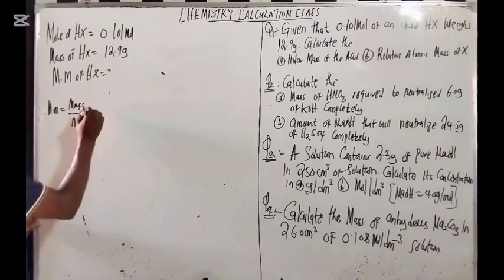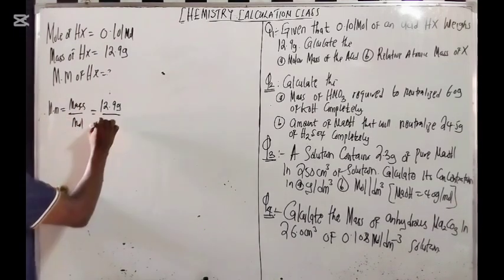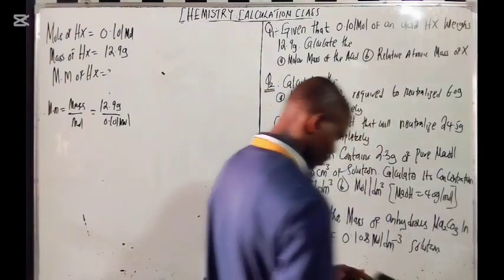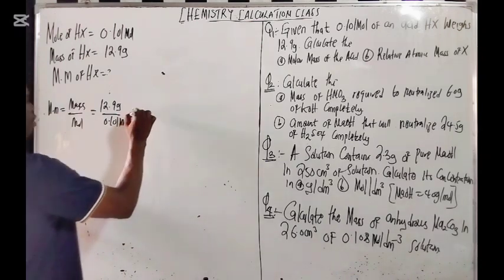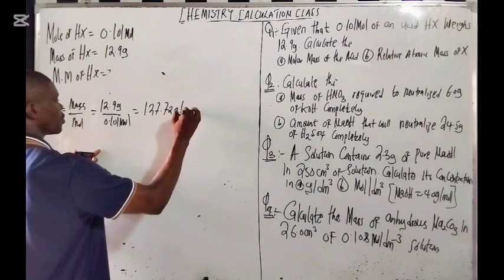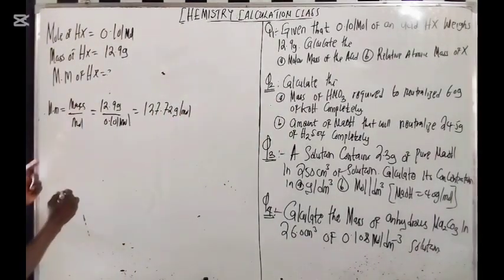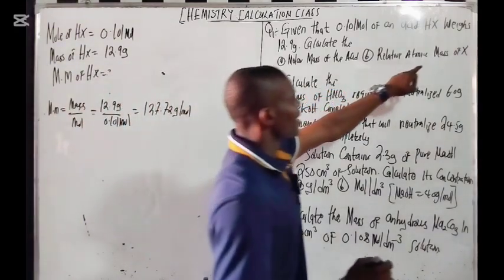Now, where's my mass? My mass is 12.9 gram. Where's my mole? My mole is 0.101 mole. So let's use our calculator: 12.9 divided by 0.101 gives 127.72 gram per mole. Can you see that? So now that we have got our molar mass, the next thing they ask is the relative atomic mass of X.